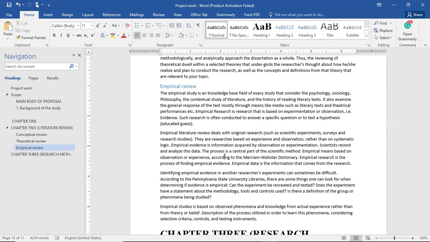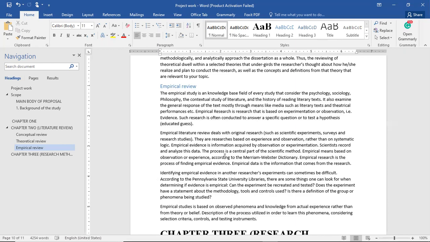Now, identifying empirical evidence in another researcher's experiment is quite difficult, but you should be able to do it. Now, empirical studies are based on observed phenomena and knowledge from actual experience rather than from theory or belief. It includes a description of the process utilized in order to learn these phenomena, considering selection criteria, controls, and testing instruments. And so therefore, your empirical review must be based on solid empirical data, solid empirical research, and solid empirical evidence.